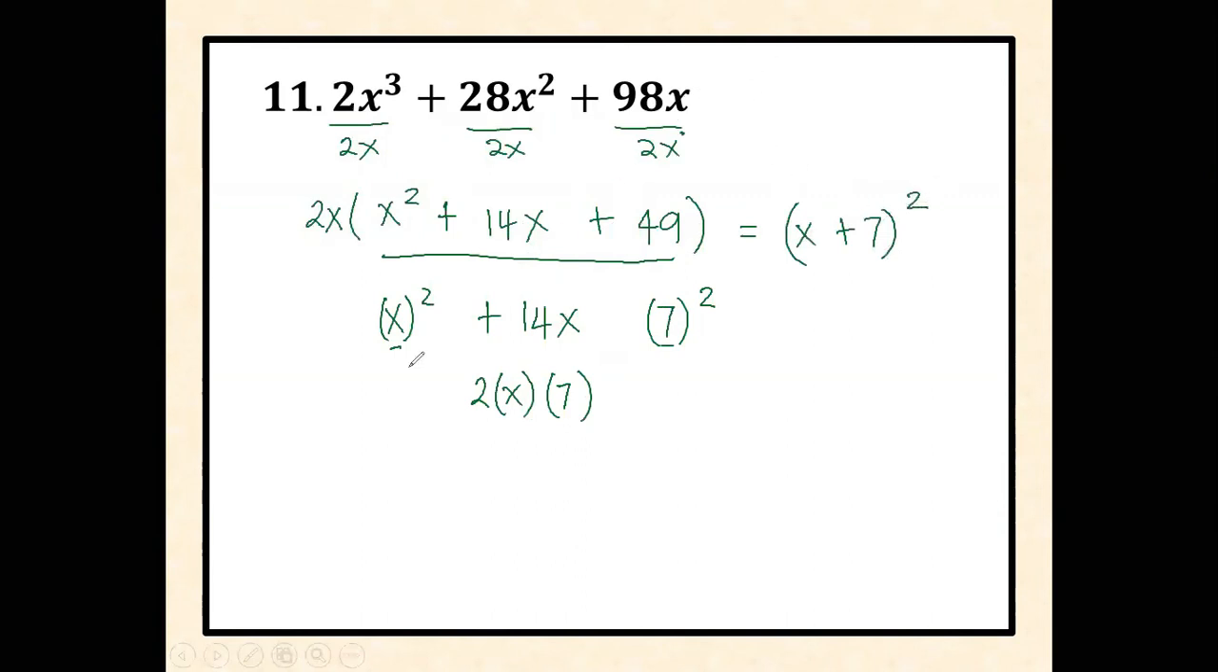So therefore, the factors of 2x cubed plus 28x squared plus 98x is equal to, don't forget to write the GCF, which is 2x, and also the square of the binomial, which is x plus 7 squared. So this is the factors.